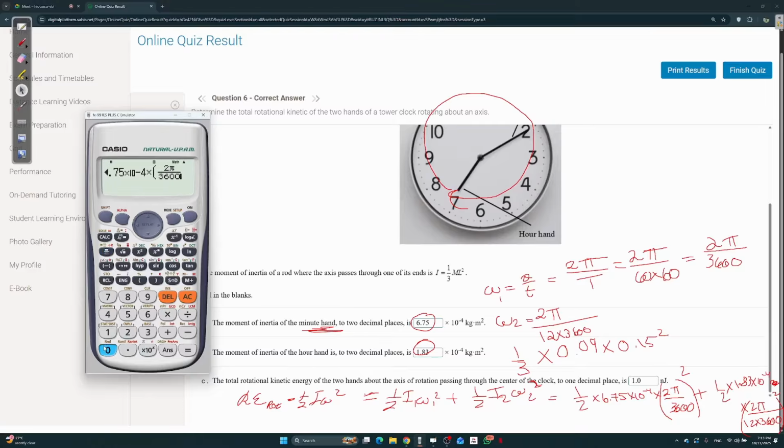Over 3600 we square, plus 1 over 2 times 1.83 times 10 to the power of negative 4 times 2 pi over 12 times 3600 squared. And they want nanojoules, so answer times 10 to the power of 9. And you get the answer to 1 decimal place.